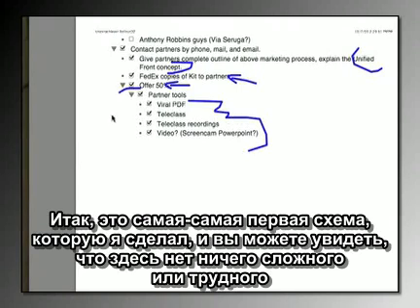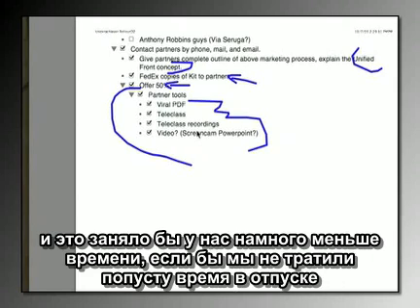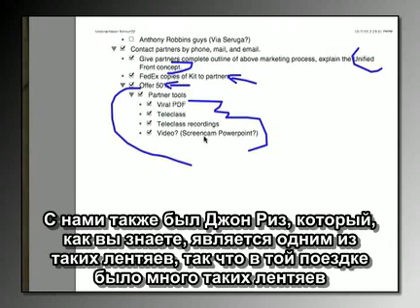So that is the very first outline I did, and you can see this is nothing really difficult or outrageously hard to do. It took Ed and I about 4 hours to do all of this in a coffee shop in Tokyo, and it would have taken us a lot less time if we weren't on vacation, goofing off, and if we hadn't just traveled all around the world doing seminars and generally being a couple of knuckleheads. We also had John Reese with us, who, as you know, is one of the kings of all knuckleheads. So there was a lot of knuckleheadism being practiced on that trip.